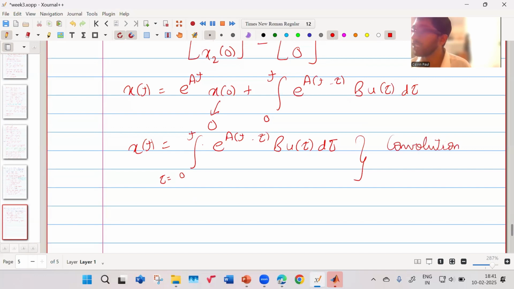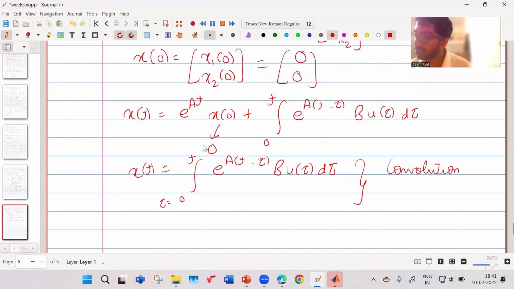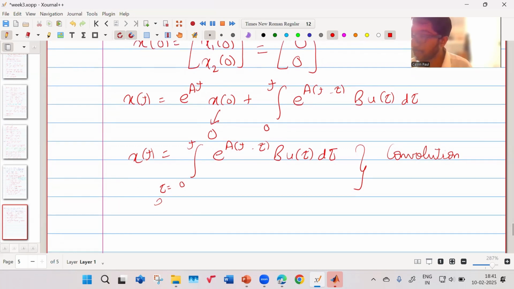This is a convolution in time domain. But if you go to frequency domain via the Laplace transform, it is like the response of a system. So if we want to find this response, we have to go for the Laplace transform.